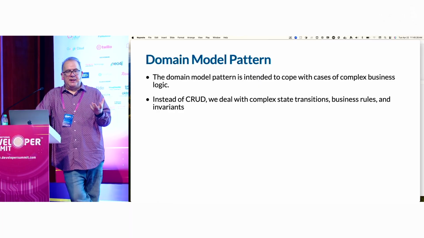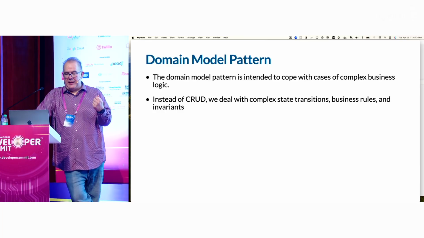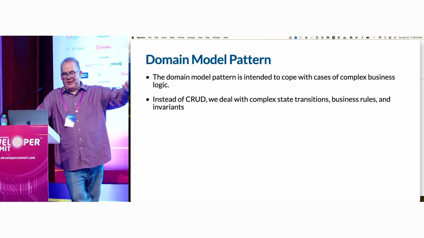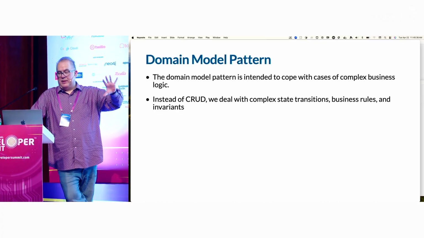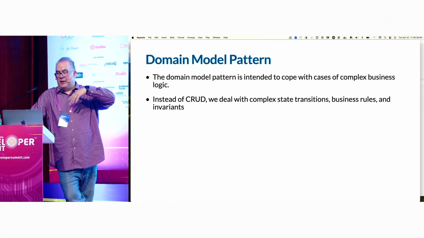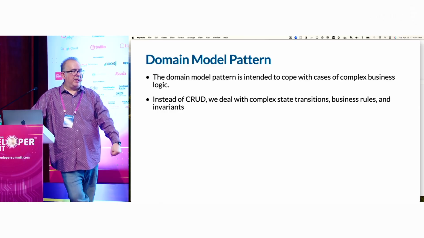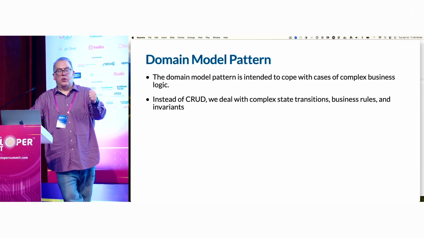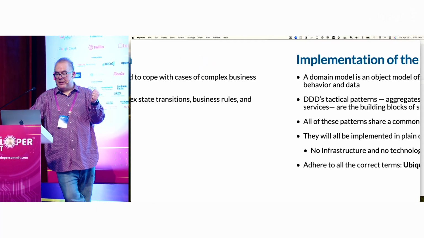So for the complex stuff, this is where the domain model pattern comes in, okay? And tomorrow I'll talk about ports and adapters. It's one of my favorite topics. But the domain model pattern is what happens when things are complex. What if you're writing software that is a part of the core subdomain? How do we go about dealing with that?